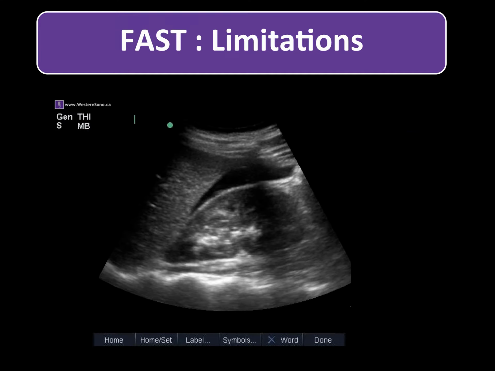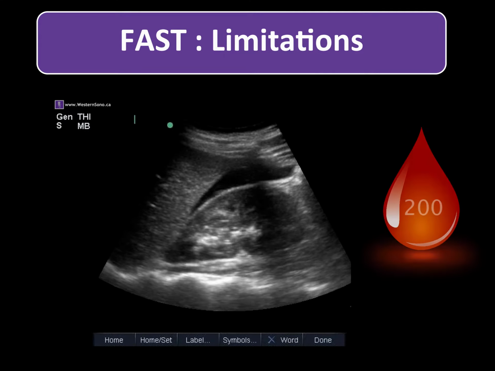It is also important to realize that about 200 cc's is needed to begin to obtain a positive FAST. Some traumatic injuries that may be very clinically relevant, such as a bowel perforation or a diaphragmatic rupture, do not produce a lot of bleeding, and if they occur in isolation, they may present with a negative FAST exam.